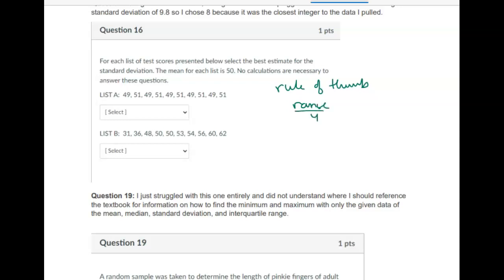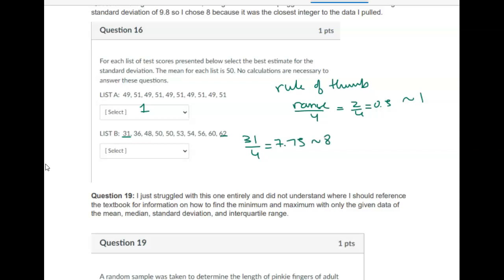Okay? So in the first one, you have 49s and 51s. So the range is 2. 2 divided by 4 is about 0.5. And I think you only have integers for answers, so it rounds up to 1. So for this one, the answer was 1. Right? For this one, the range goes from 31 to 62. So the range is 31, divided by 4. This is like 7.75, which is approximately 8.